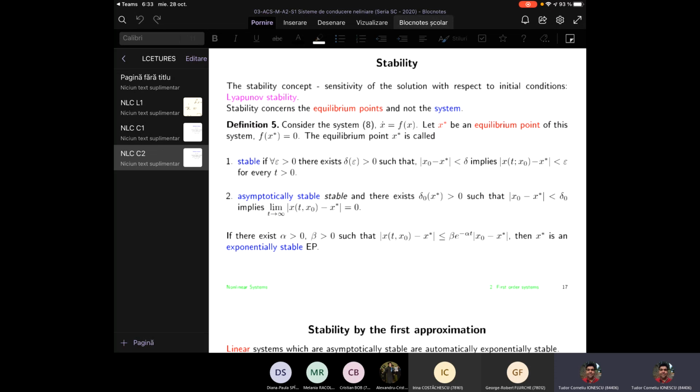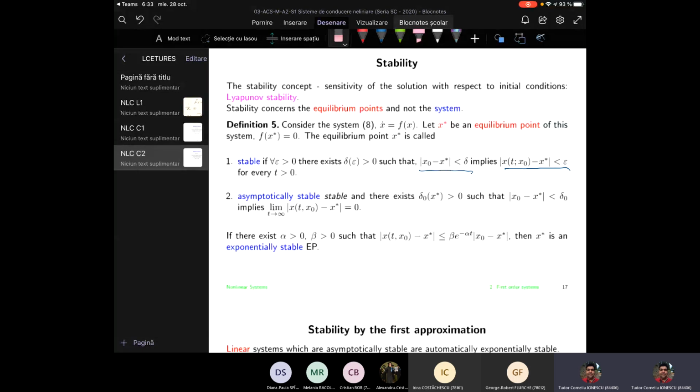Okay? So the definition of stability is that if you have an equilibrium point, the equilibrium point is stable if small variations away from the initial condition, okay? So if the variation between the initial condition and the equilibrium point is quite small, then this leads to a small variation in the trajectory as well. The trajectory does not blow up. This is what happens here.